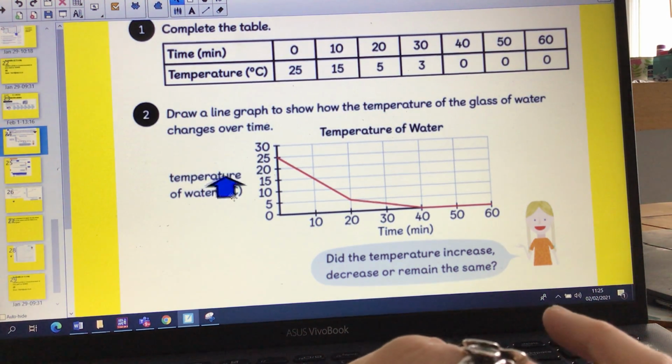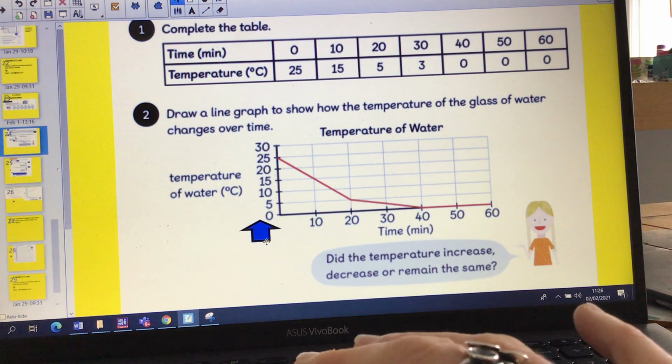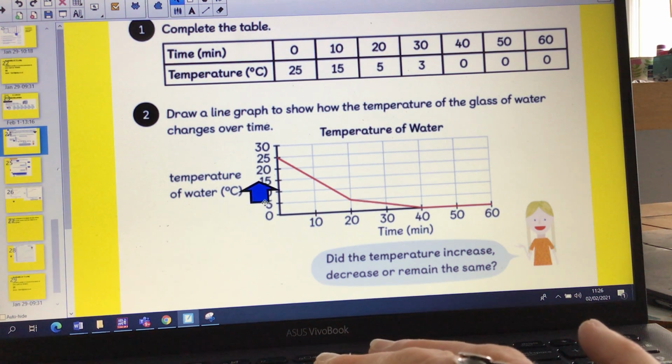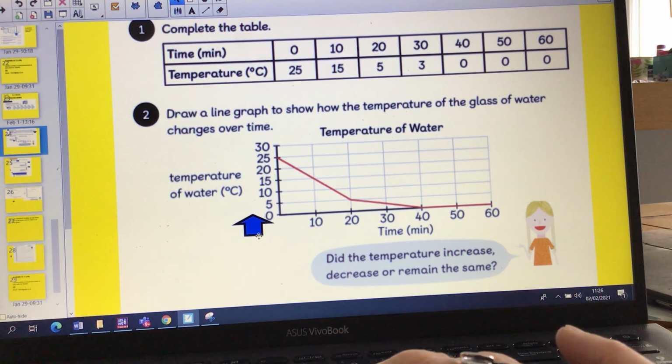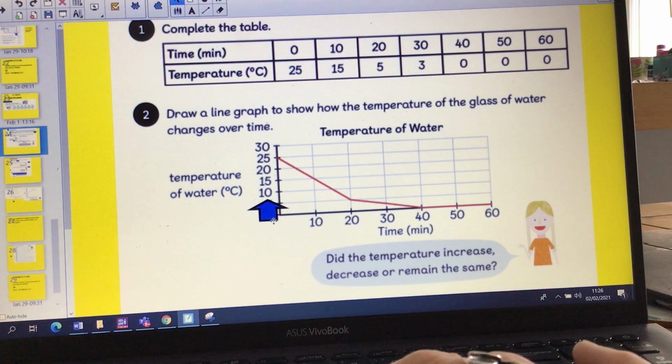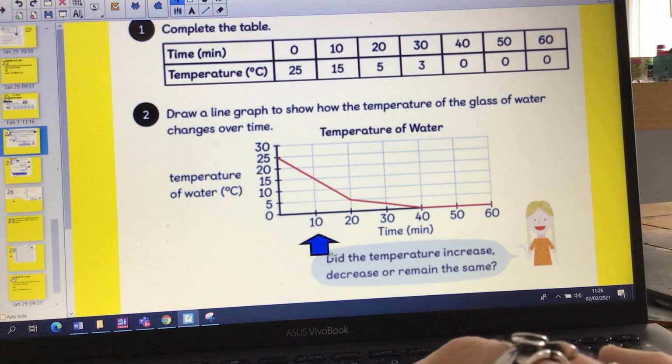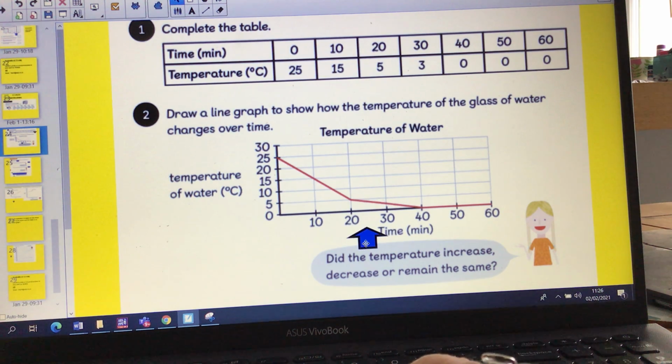Now we'll have to have a look first of all at our scale. Remember the scale? It's going up the side here, and you can see the scale is going up in steps of 5 degrees each time. 5, 10, 15, 20, 25, 30. And along the bottom of our graph, we've got the time in minutes to show how that is changing.